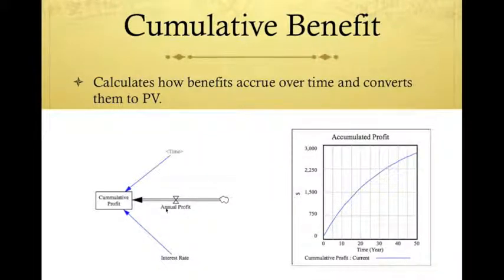But essentially, imagine that you have this situation where you generate annual profits into the future. You generate and then you compound those at an interest rate, and this cumulative benefit calculates how these benefits accrue over time, and then converts them to present value.